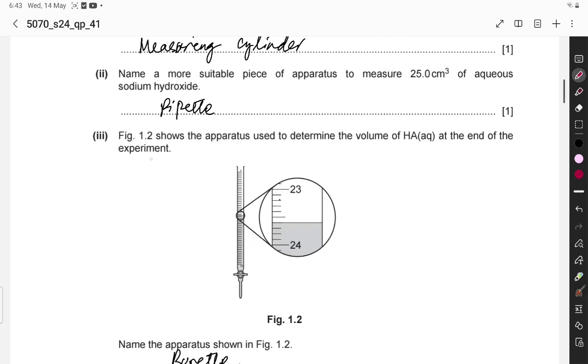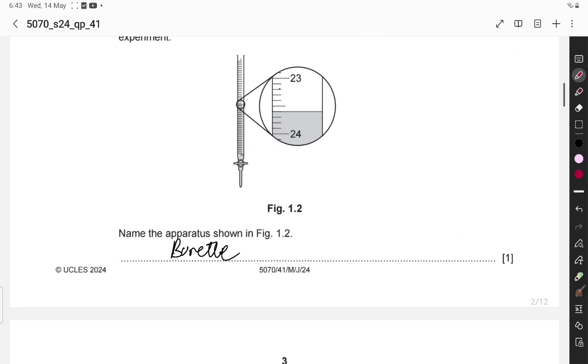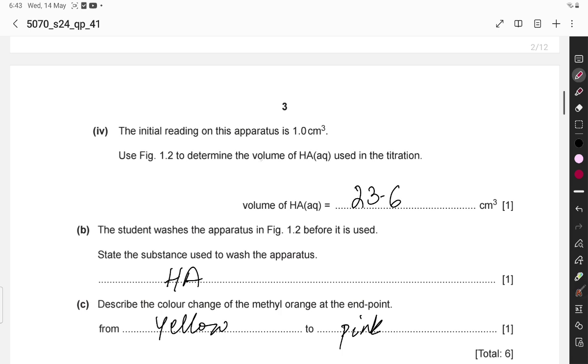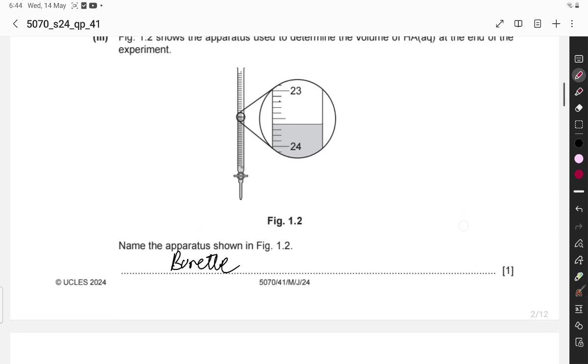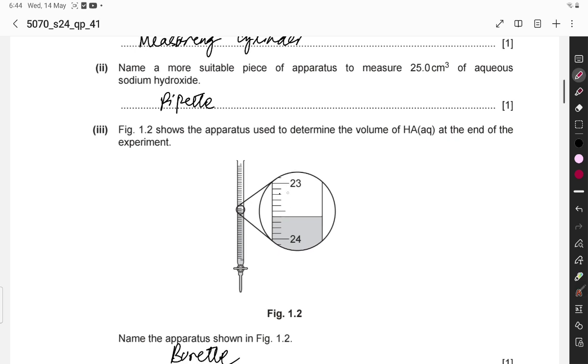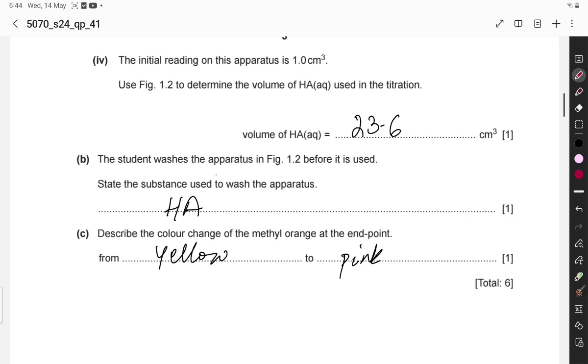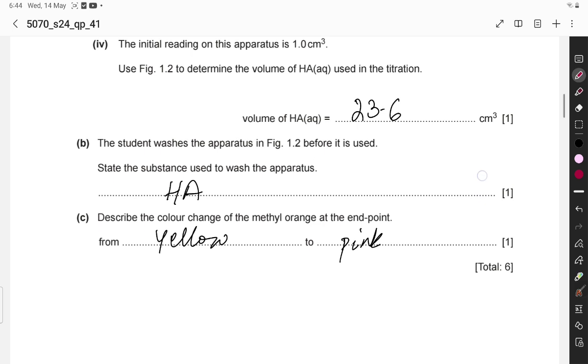Now figure 1.2 shows the apparatus used to determine the volume of HA at the end of the experiment. Name the apparatus shown. This is a burette. The initial reading on this apparatus is 1 cm³. Use figure 1.2 to determine the volume of HA used in the titration. This is 23.6 cm³ of HA.